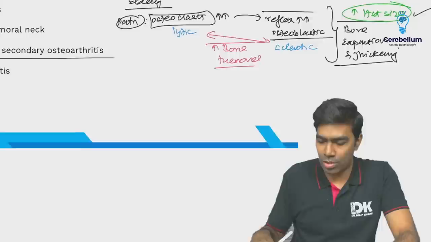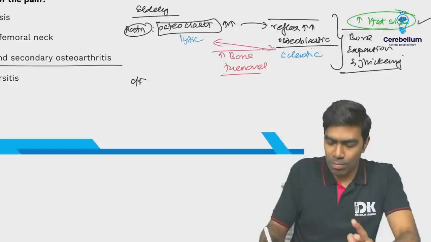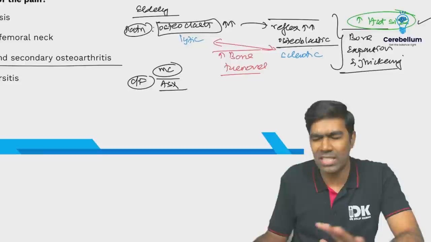So what will be the clinical feature? Most of them will be asymptomatic. Most commonly, more than 90% of patients will be asymptomatic at presentation. You won't have any symptoms whatsoever.